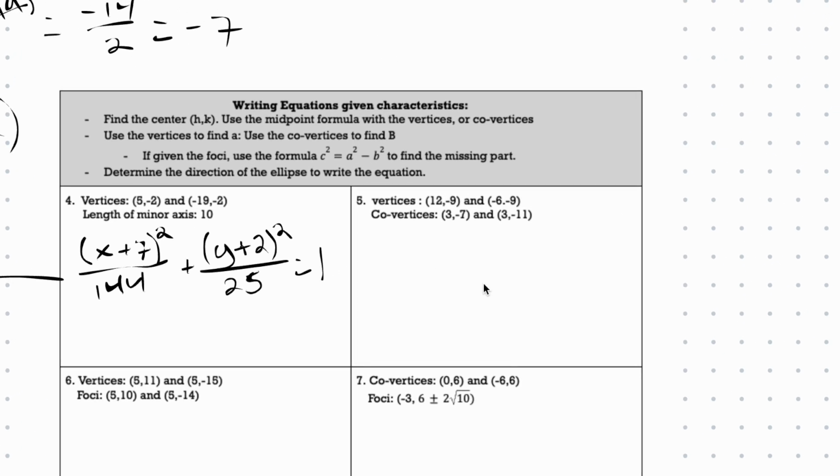Here for number 5, our vertices are 12, -9, and -6, -9. Here, right, we have the same y value for our vertices. So that's saying, if we do pretty much the same thing, we have 12, this is just a rough sketch, something that looks like this. That means we're going to get something that's horizontally stretched, something like that.